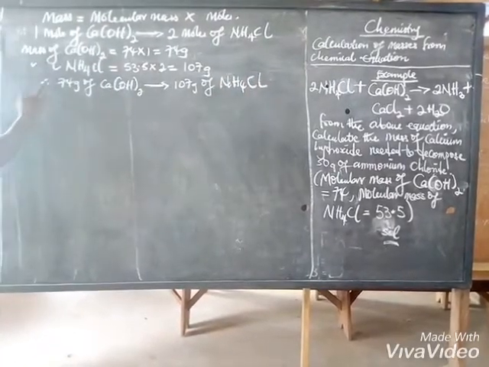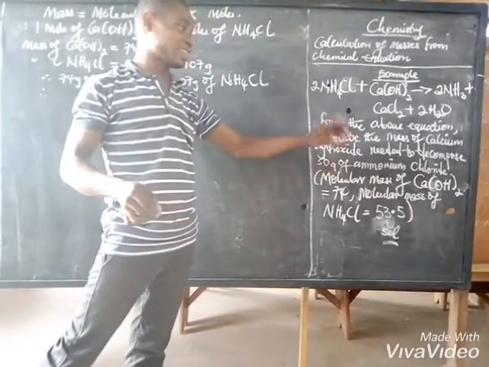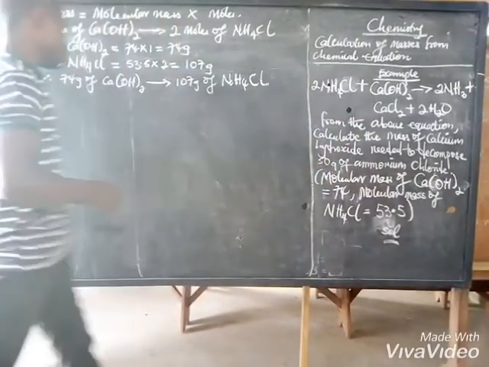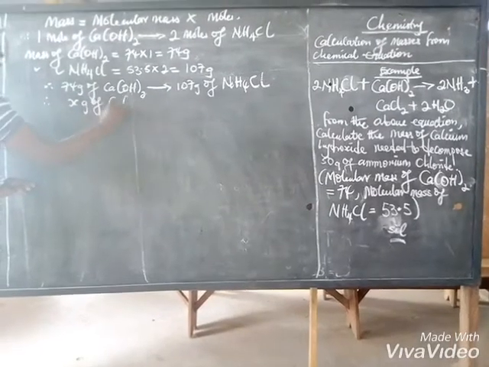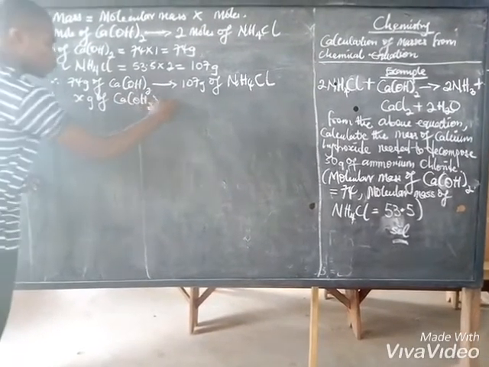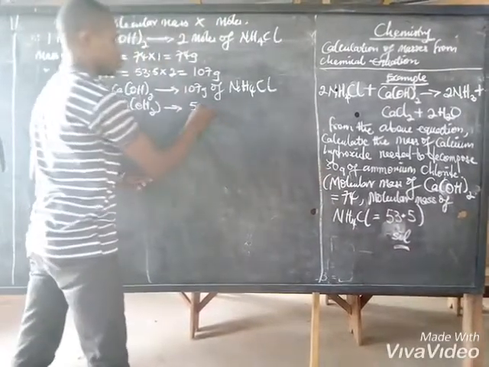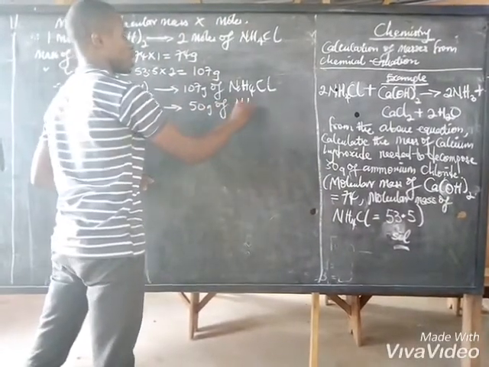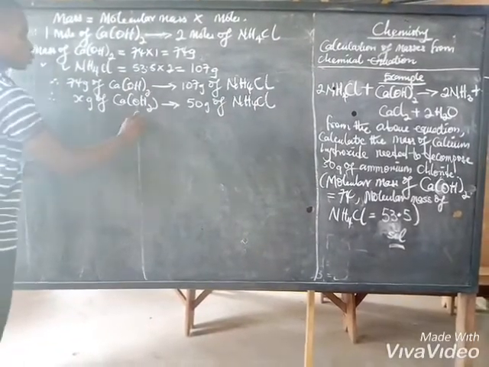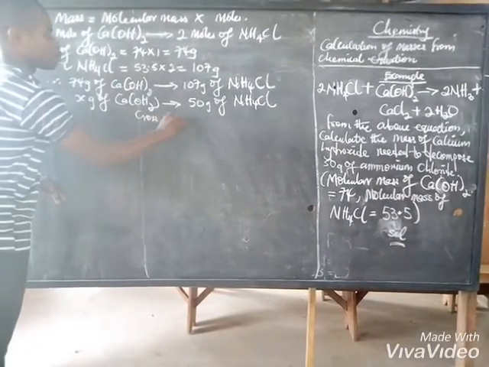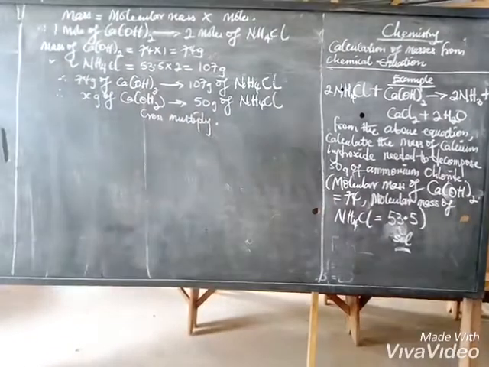Now the question said, what is the mass of calcium hydroxide that is needed to decompose 50 grams of ammonium chloride? We don't know the mass, so we say X grams of calcium hydroxide will be needed to decompose 50 grams of ammonium chloride. So what are we going to do? In this case, we cross multiply.